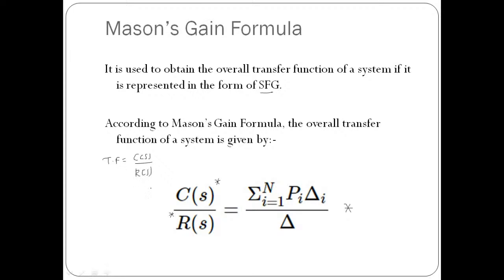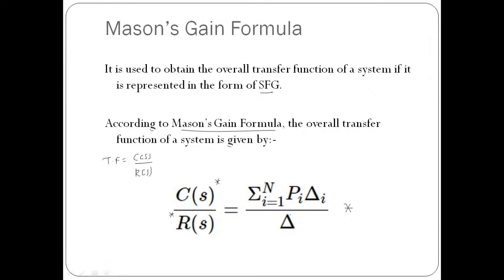That's why here it is written that TF is nothing but C(s) by R(s). Now according to Mason's gain formula, this transfer function is nothing but summation i varying from 1 to n, Pi delta i, divided by delta. Now what exactly is P, what exactly is delta, what does this i indicate, and what exactly does this delta i indicate, that we are going to discuss in detail.